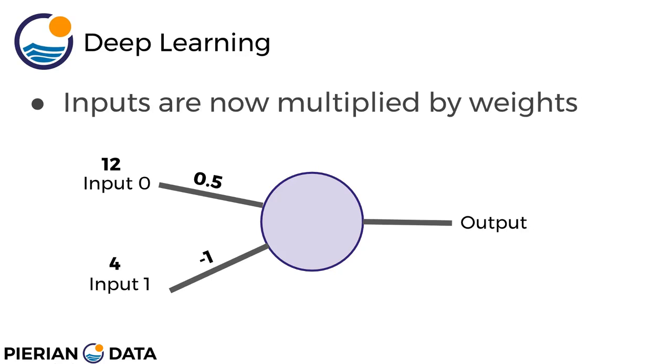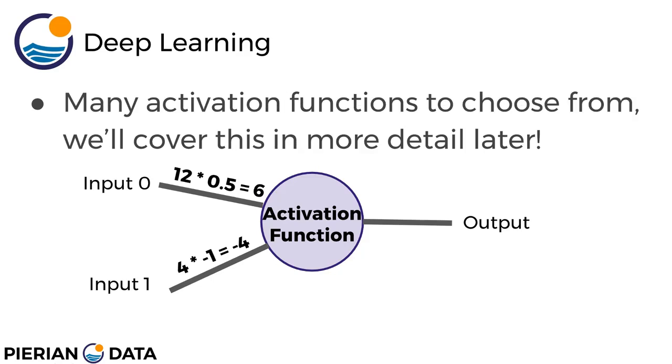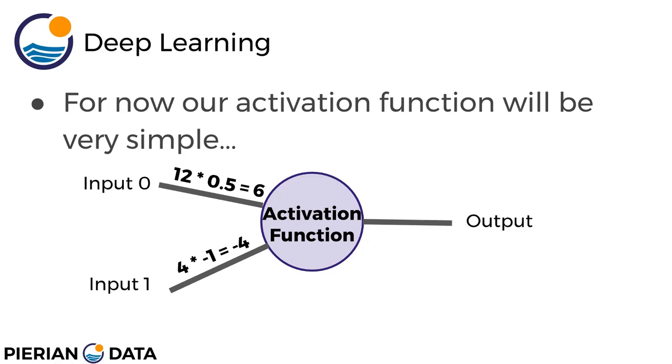Now these inputs are going to be multiplied by the weights, so that ends up looking like this. We have 12 times 0.5, or 1/2, and that equals 6. And then 4 times -1 is equal to -4. The next step is to take these results of the inputs multiplied by their respective weights and pass them into an activation function. There are many activation functions to choose from, and we're going to cover this in a lot more detail later on. For now, our activation function is going to be very simple.